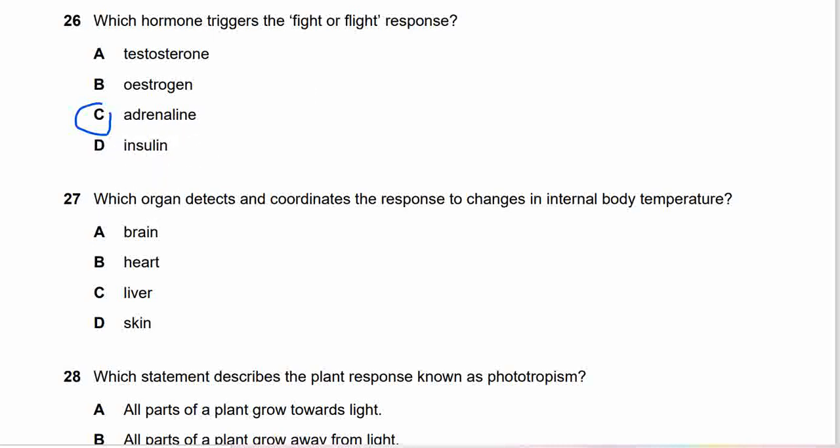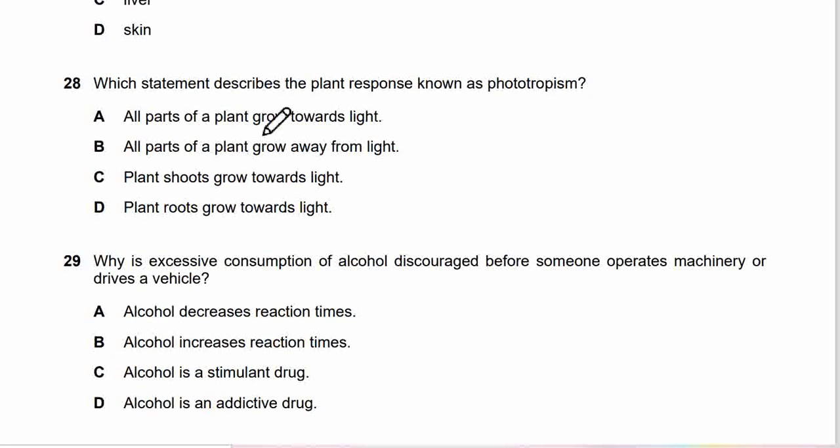Question 27. Which organ detects and coordinates the response to changes in internal body temperature? Coordinates will be the brain. The brain is the one that coordinates. The heart pumps the blood. The liver is the gland that produces enzymes. Skin is a physical barrier.